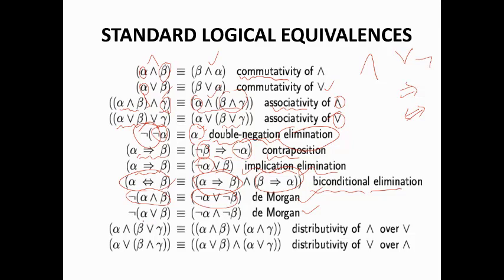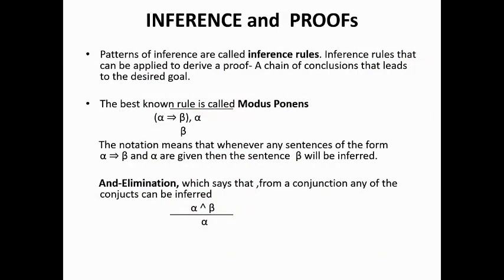Another theorem of De Morgan's is negative of alpha or beta is equal to negative of alpha and negative of beta. And at the end, distributivity of and over or. So we are distributing now: alpha and together beta or gamma will be equal to alpha and beta or alpha and gamma. The same way, alpha or beta and gamma is equal to alpha or beta and alpha or gamma, distribution of or over and. So these are the basic equivalences. Let's move to the next one.